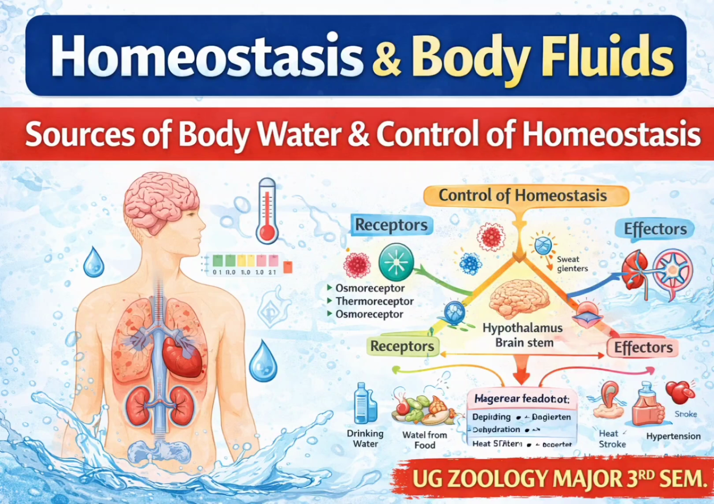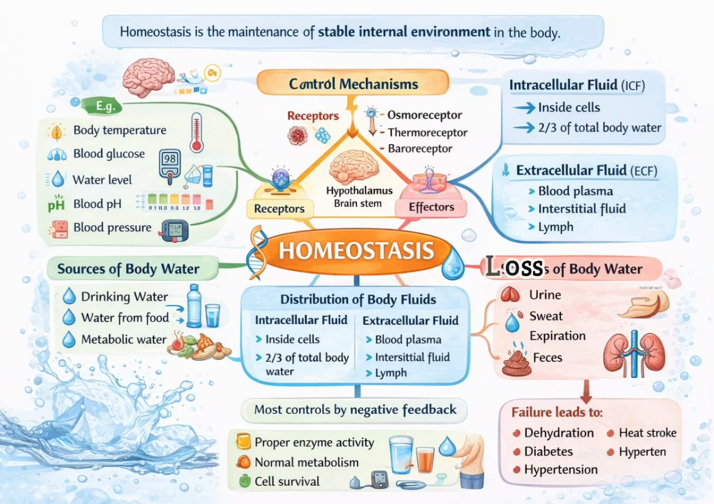So today we are going to discuss a very important topic from the physiology part from unit 4, that is homeostasis and body fluids, your sources of body water and control of homeostasis in one video. These topics are very fundamental for understanding how the body maintains a stable internal environment, how it balances the temperature, body glucose level, water balance, pH in blood, and the blood pressure.